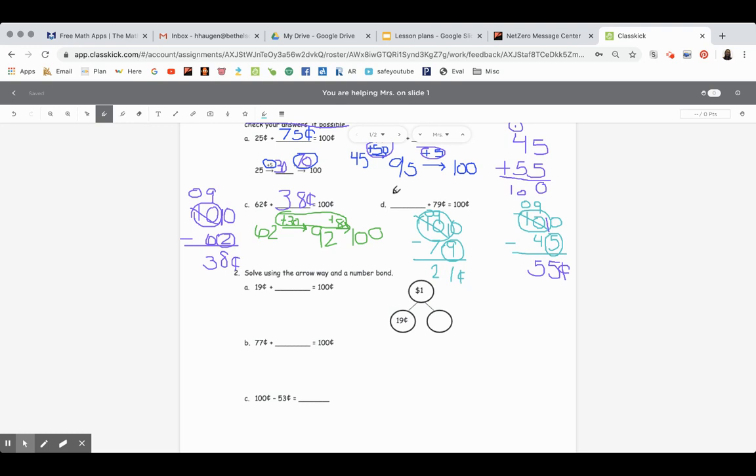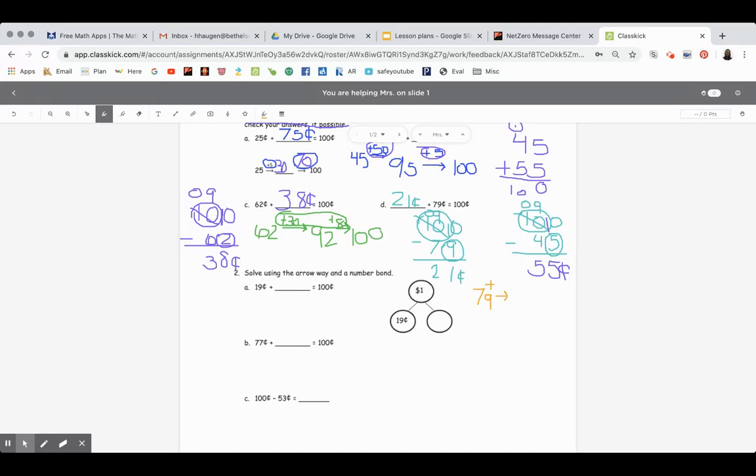So hopefully I'm correct when I say that 21 cents plus 79 cents equals 100 cents. So let's check that just to be sure. So if I'm at 79, I'm going to count as many tens as I can to get me as close to 100 without going over. So I will keep track on my fingers.